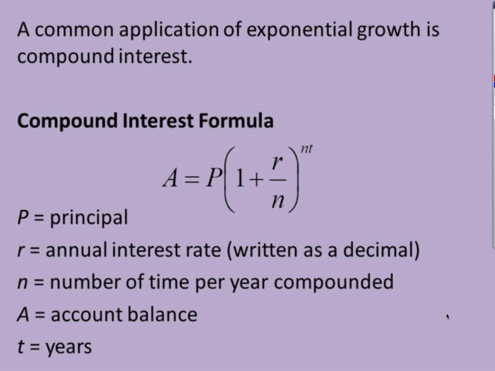A common application of exponential growth is compound interest. The formula for compound interest is A is equal to P times 1 plus r over n, raised to the n times t power, where P is the principal amount of money that you start with, r is the annual interest rate, which we need to make sure is written as a decimal, n is the number of times per year that it is compounded, A is the total account balance, and t is the number of years the money is in the account.